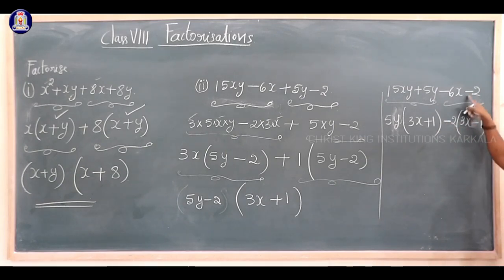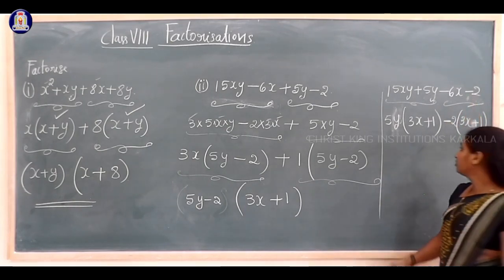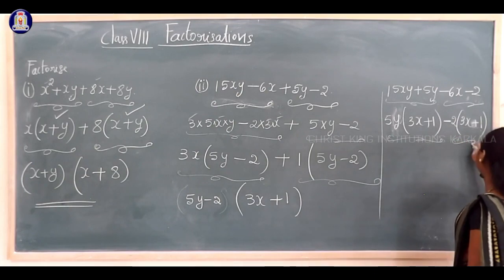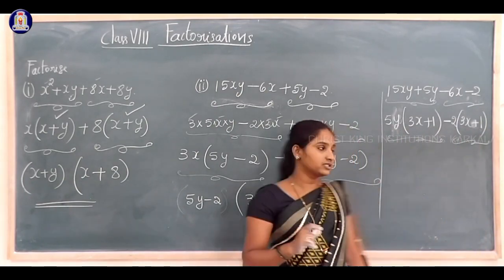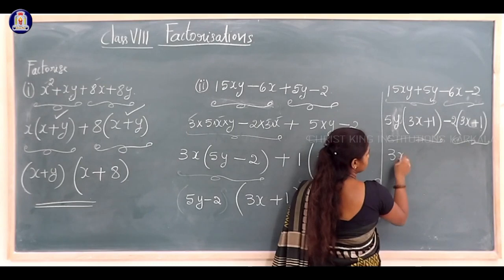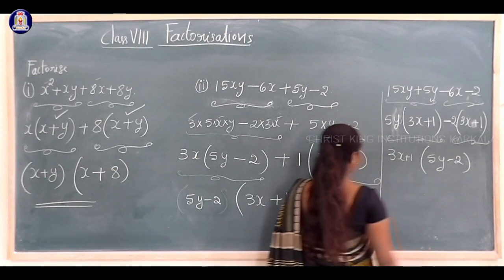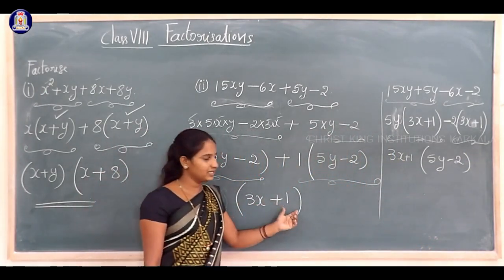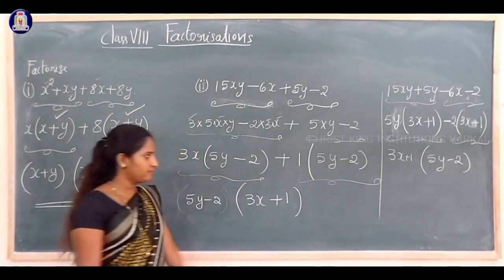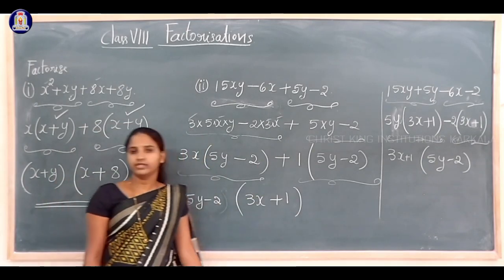If you write the sign as minus, what happened? See, minus into minus will give plus. Actually you have to get a minus sign. So if you write minus, minus into minus gives a plus, so this is not possible, right? So the sign you have to write here is plus. If you write plus, minus into plus is minus. So again, if you compare these two terms, the common, same factor is 3x plus 1 and the remaining is 5y minus 2. So if you see the answer, 3x plus 1, 5y minus 2, 5y minus 2.